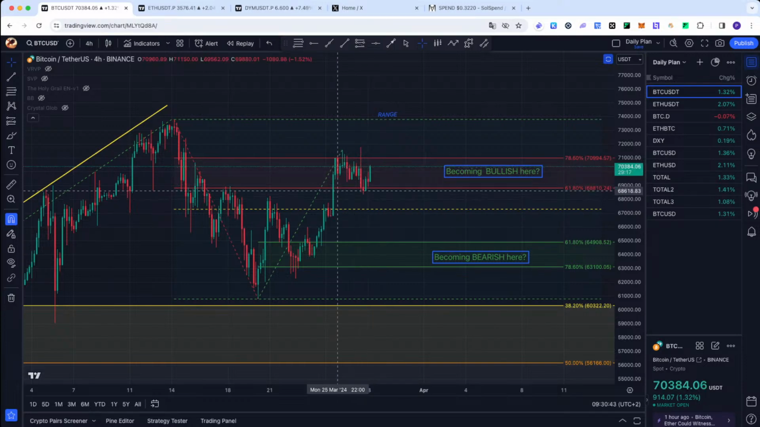Okay, so what do we have? Well, we have kind of a YAM pattern here. And now we are trying to retest that 71k, 72k kind of idea. Let's see what will happen.